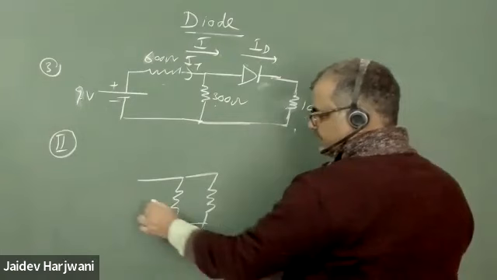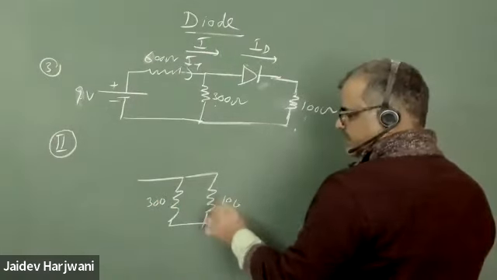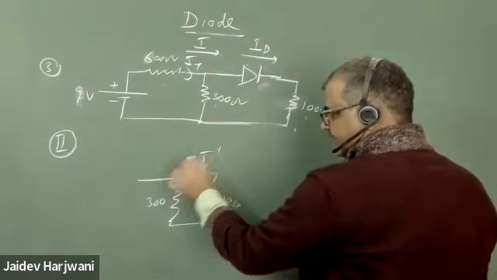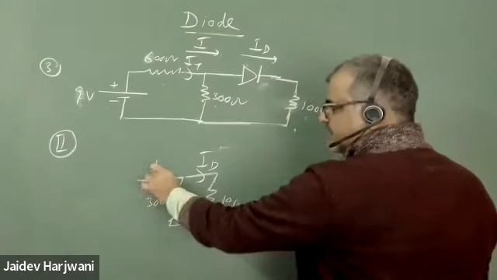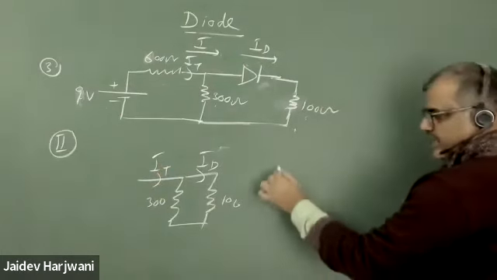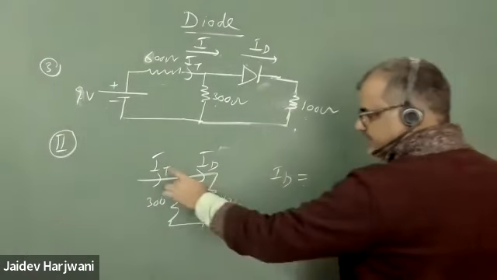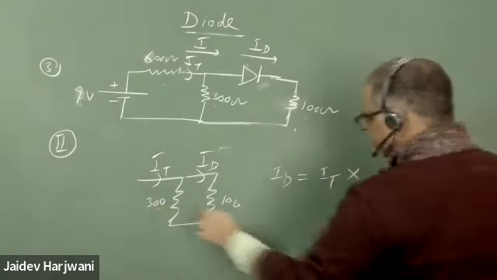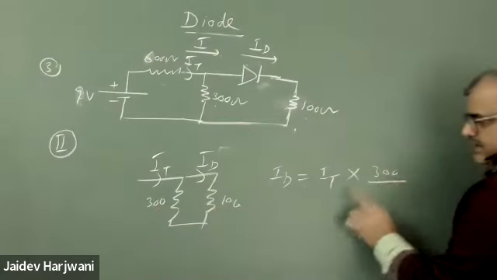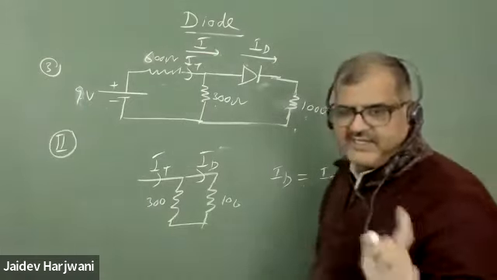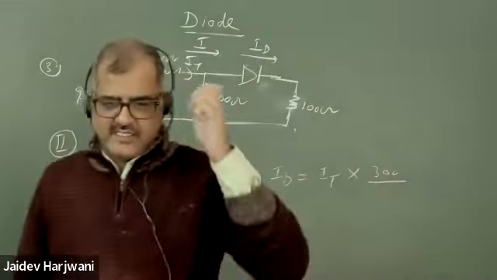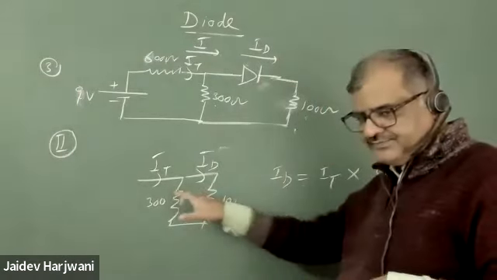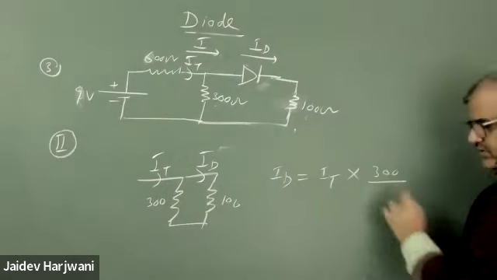This was our diode, here there is 300, here there is 100. I want the current in this branch. Say I total current is coming here. So if I want ID, how do I write? I write total current IT. I want current in this branch, so opposite resistance 300, and then sum of the resistances. It is not parallel. We don't have to take total resistance. We will take the sum of the resistances here. 400.